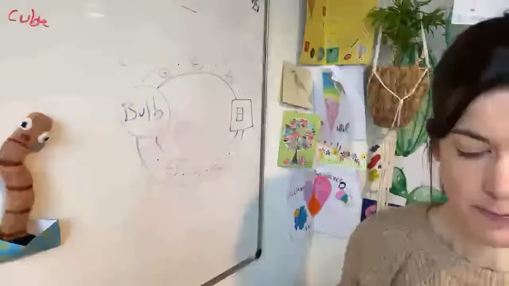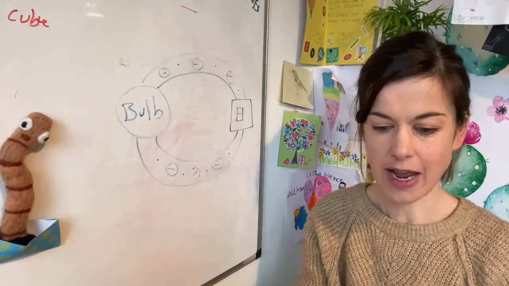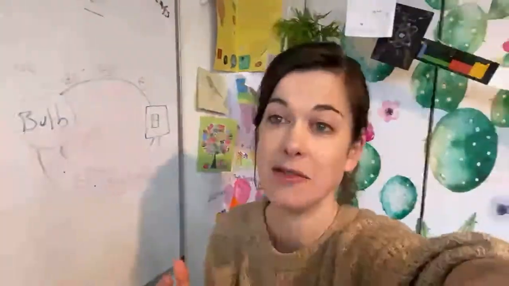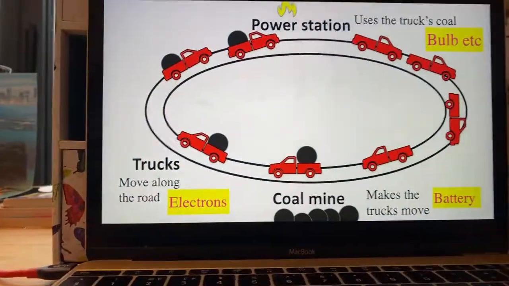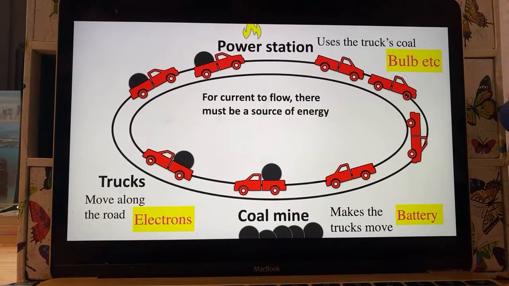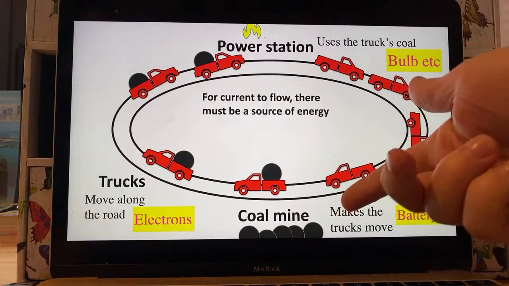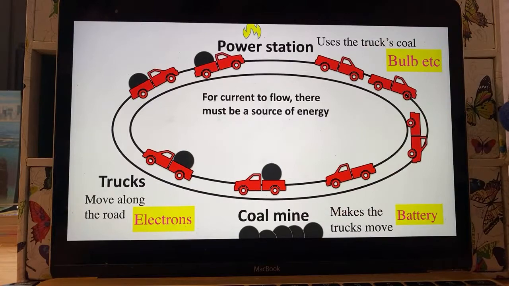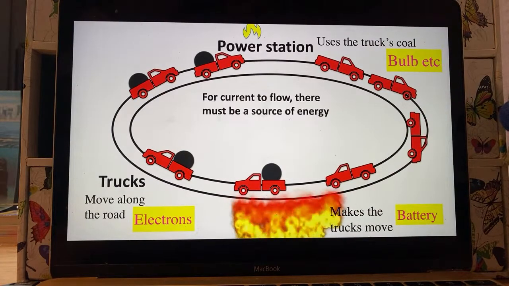Okay, I should probably show you a picture of an actual circuit. So there's only 2 things really that you need to make a circuit work, to make electric current flow through a circuit. You need a source of energy. So like I say, in this case, it's the coal mine. If the coal mine disappeared, regulars know how the coal mine is going to disappear.